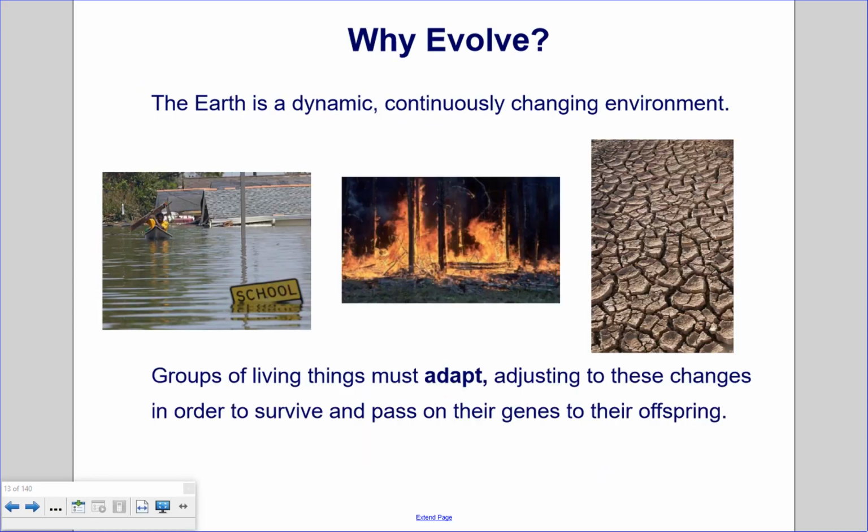Why evolve? The Earth is a dynamic, continuously changing environment. We see it in our lifetimes. We see floods, we see fires, we see landscapes being shaped. So groups of living things must adapt, adjusting to these changes in order to survive and pass on their genes to their offspring.